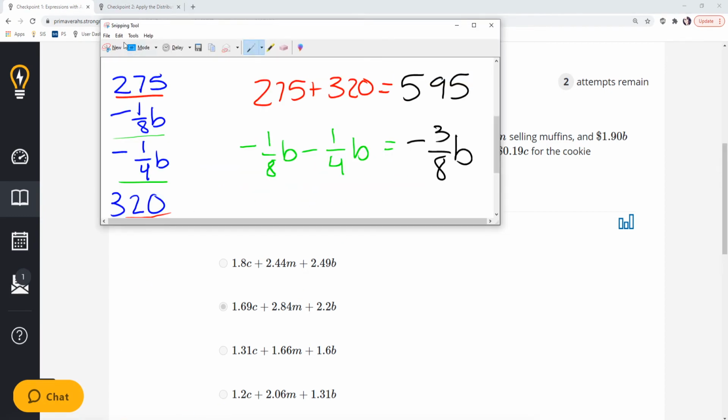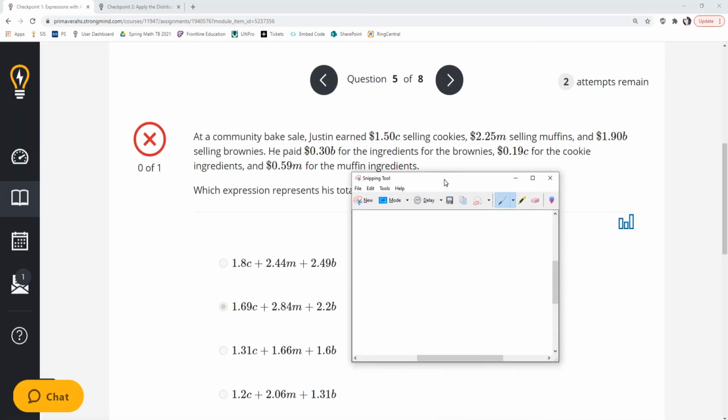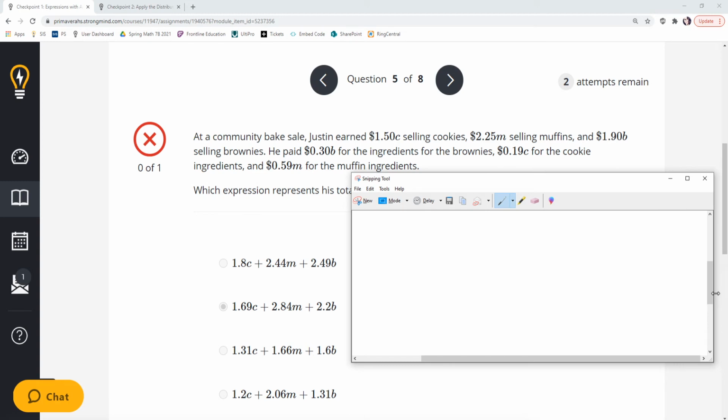Okay, so this one is similar to the ones that we have been doing. However, it's just a different setup. Okay, at this bake sale, this is the first three numbers we have here. This is how much money Justin earned. So if he's earning money, that's going to be positive, which means that I would have a positive. So this 1.5c will be positive, 2.25m is going to be positive, and 1.90b is going to be positive.